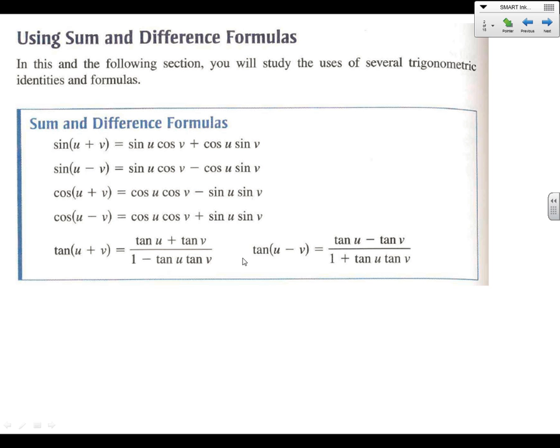For instance, if we had the sine of 30 plus a different angle, maybe 60, we would be able to plug 30 in for u and 60 in for v all the way across into whatever formula we're working on. So pause this if you need to, take a second, and make sure you have the sum and difference formulas added into your identity notes. You should have that one piece of paper with all of our formulas from chapter 5 so far.